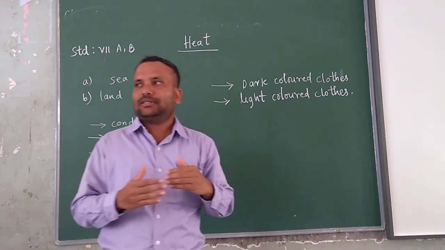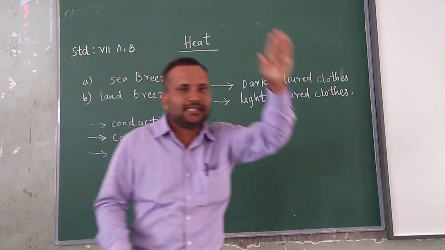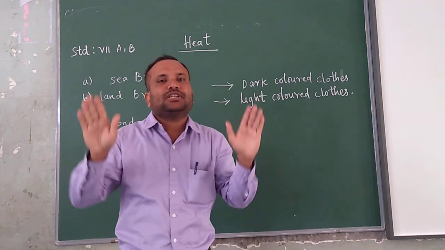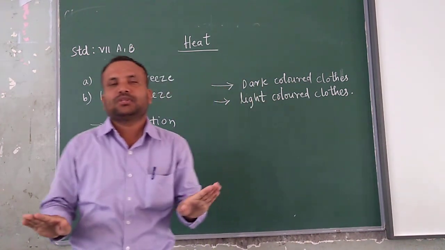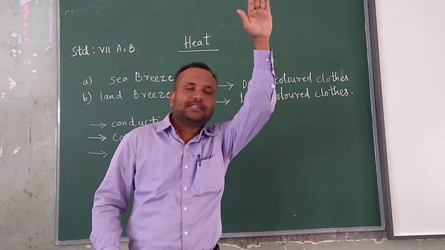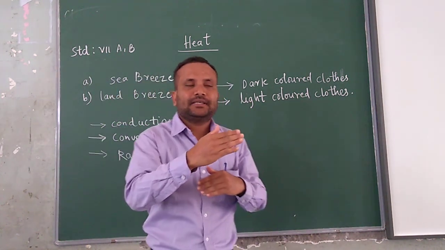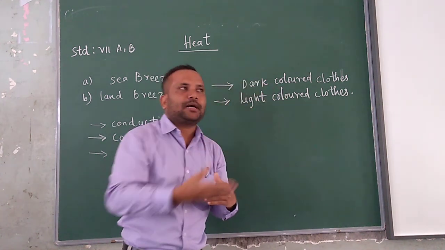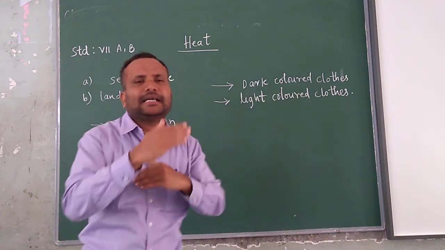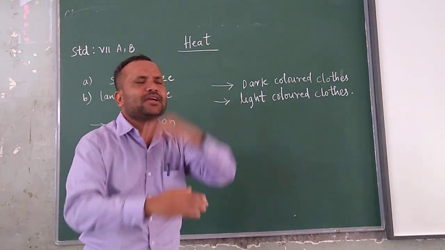See, children, you know that we have two surfaces. Land is one surface. Sea water is one surface. On both the surfaces, sunlight falls equally. It falls equally on land and it falls equally on sea water also. But land will become heated up very fast compared to the sea water.